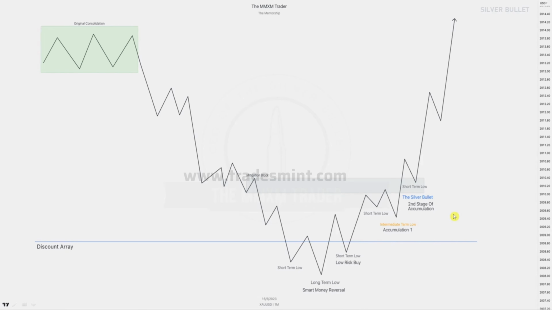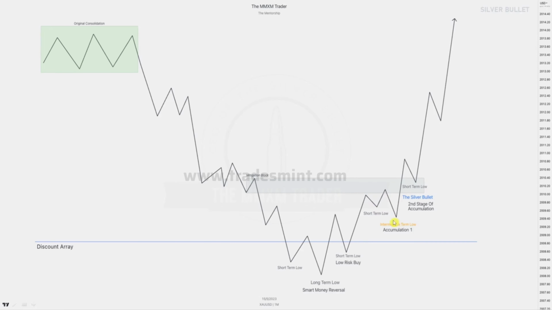Referring back to the other lessons, right, mitigation blocks, we can use all those techniques to solidify our trade idea where that short-term low should form. We've got that mitigation block on the sell side of the curve, extending it out in time, right, to the buy side of the curve.